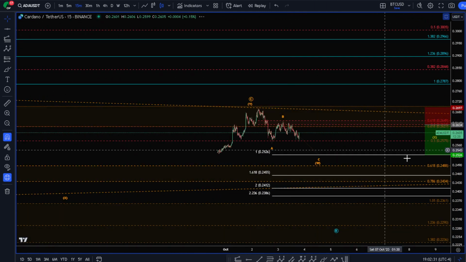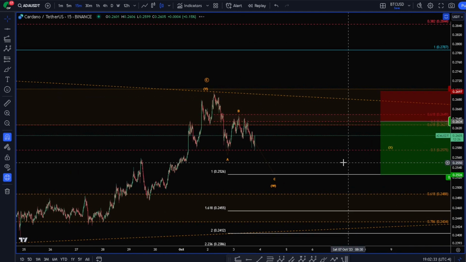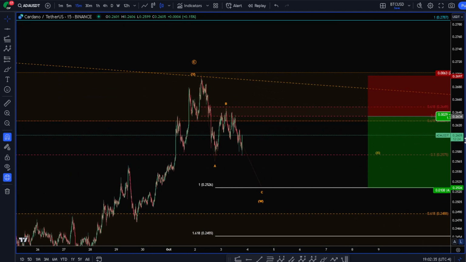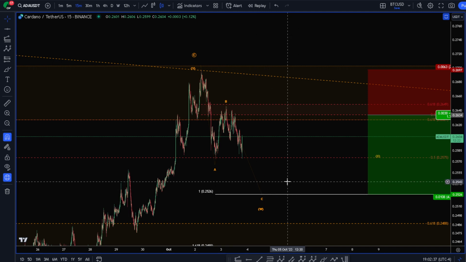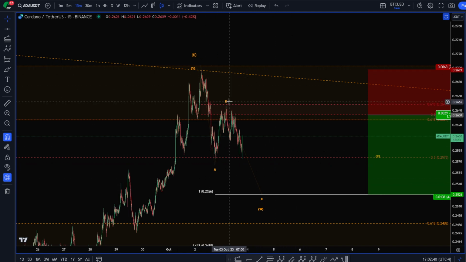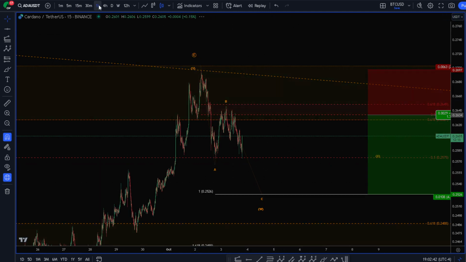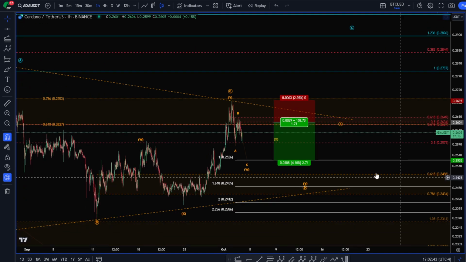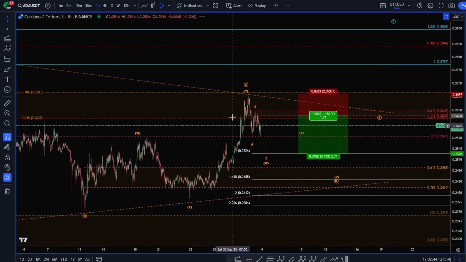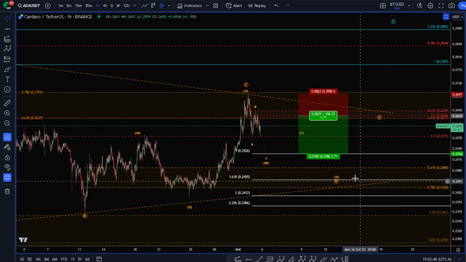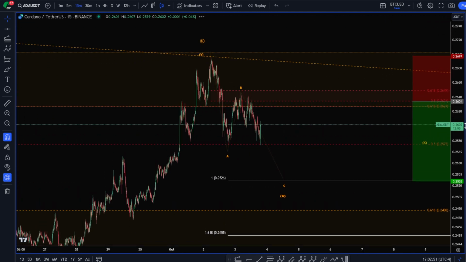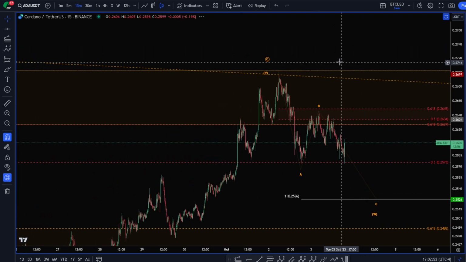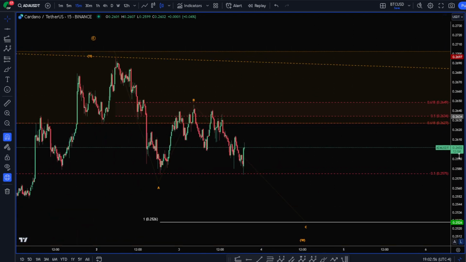Now going down to the micro, if you watched yesterday's video, you know I got into this short here, looking for the one-to-one extension of our A leg off our B leg, and looking for this to form multiple zigzag patterns here down for our D leg. This is more of a scalp than a long-term trade. I want to show you this in real time, how patterns can change.